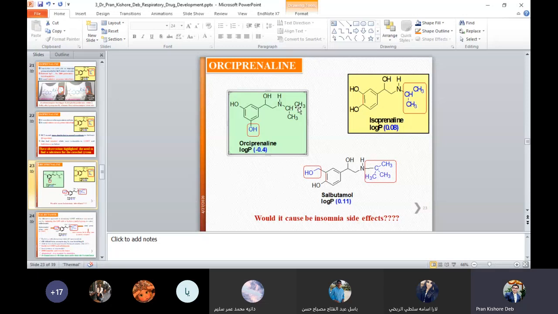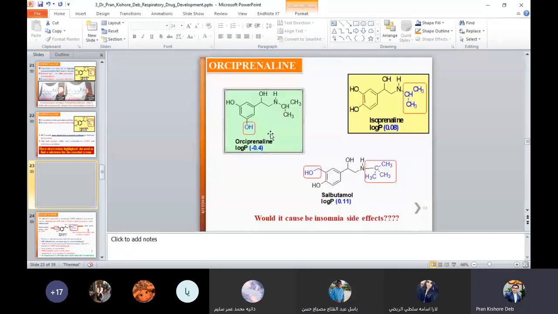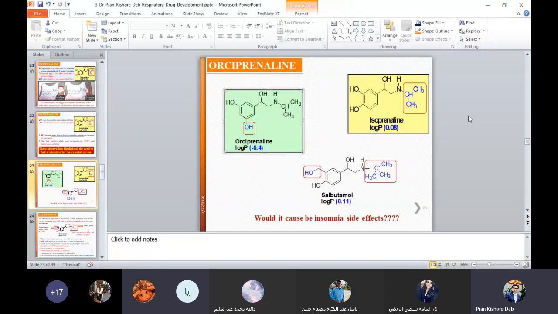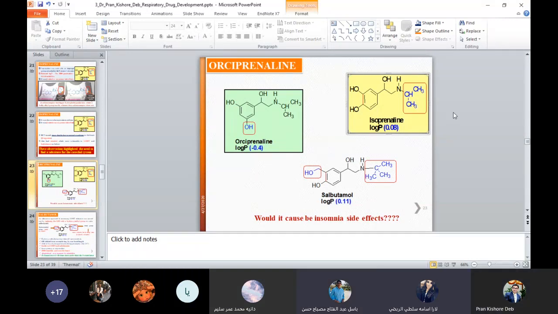No. Once again. Orciprenaline, the first one. Can you repeat? What is the advantage you see as compared to isoprenaline? Orally active, it can be given orally. No. Why is it orally active? Longer duration. It does not penetrate the BBB.